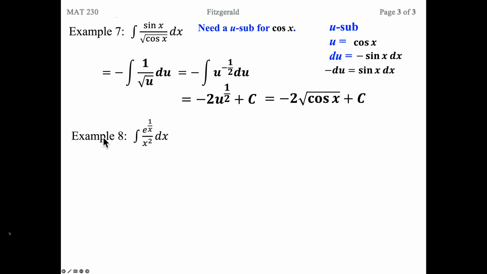All right, example number 8, we have e to the 1 over x all over x squared dx. This one looks so confusing because you have two different functions, base e exponential and an x squared. What I don't like right here is this 1 over x. I'm going to change this to x to the negative 1 power. And then this x squared being in the denominator, that's x to the negative 2 power. So when I rewrite it, now you're going to see, okay, who is the biggest power?